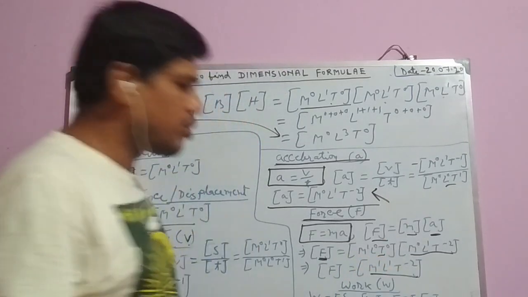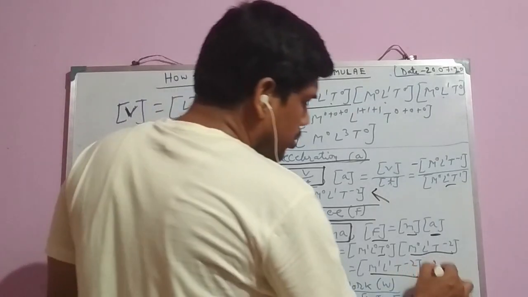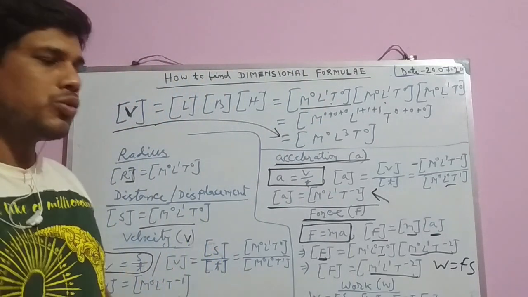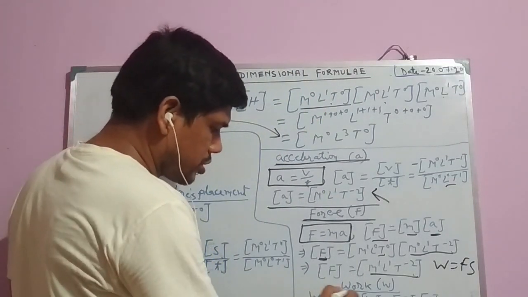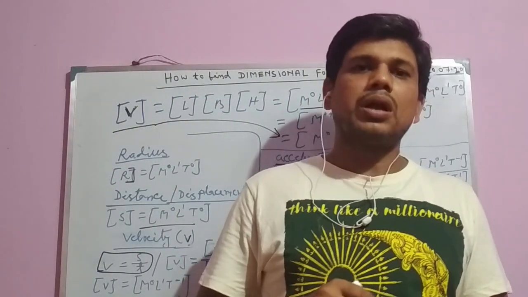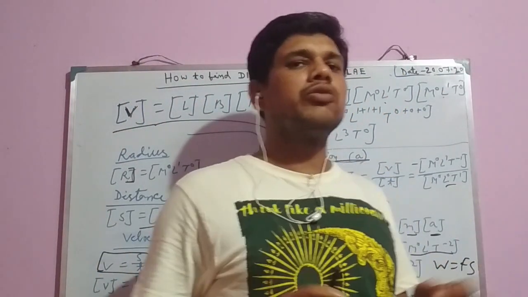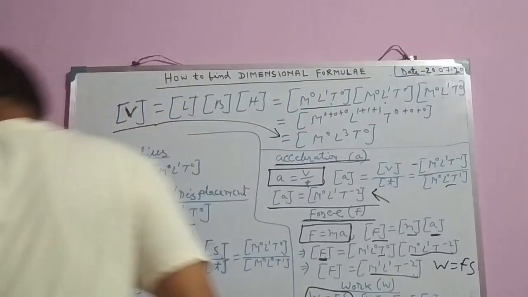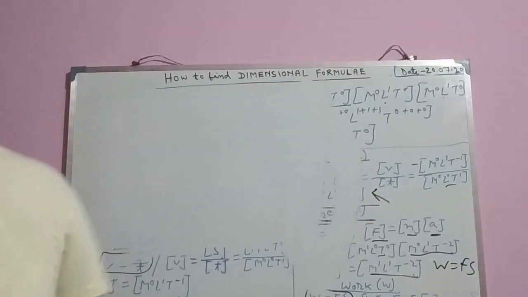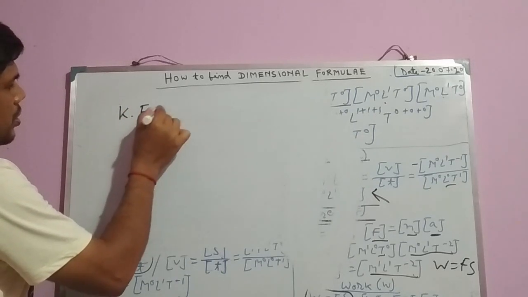Okay. Now you have to find the dimensional formula of work done. We know W equals Fs, the product of force and displacement. It gives you work done W. So we are using this formula, you have to remember. I already told you in the last video lecture that some basic formulas you have to memorize, otherwise you cannot find the dimensional formula.